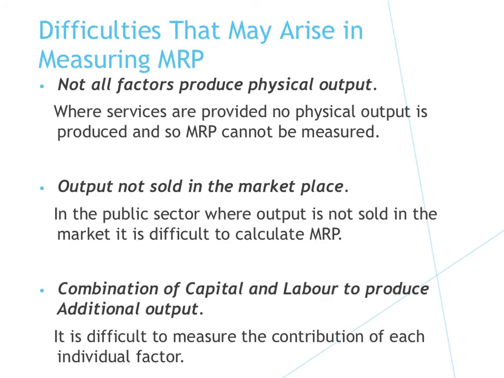And briefly, I'm just going to look at difficulties that might arise in measuring MRP. So marginal revenue productivity, we know, is dependent on physical output. So we said that the formula was MPP multiplied by marginal revenue. But what happens if you can't actually measure MPP? So if you look at the example of services that are provided, an example might be teachers or nurses, and whether you need to add more. Well, they don't actually produce a physical output. They give a service. So teachers provide education, nurses provide healthcare.